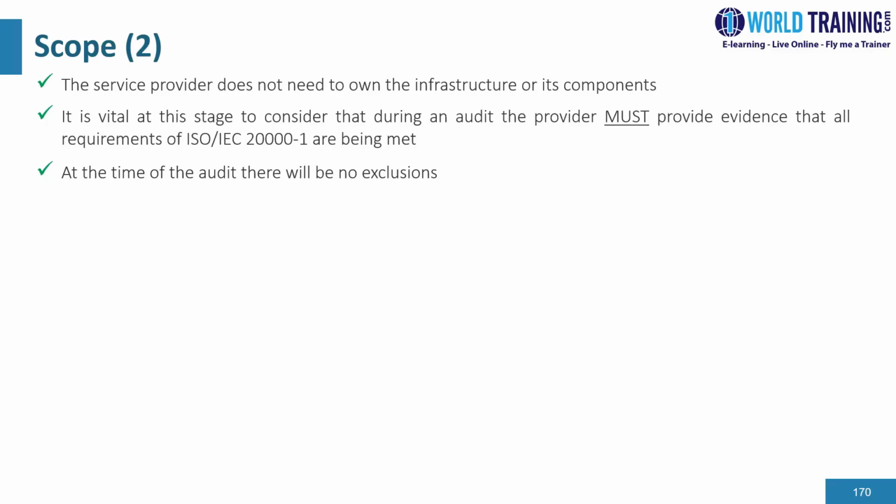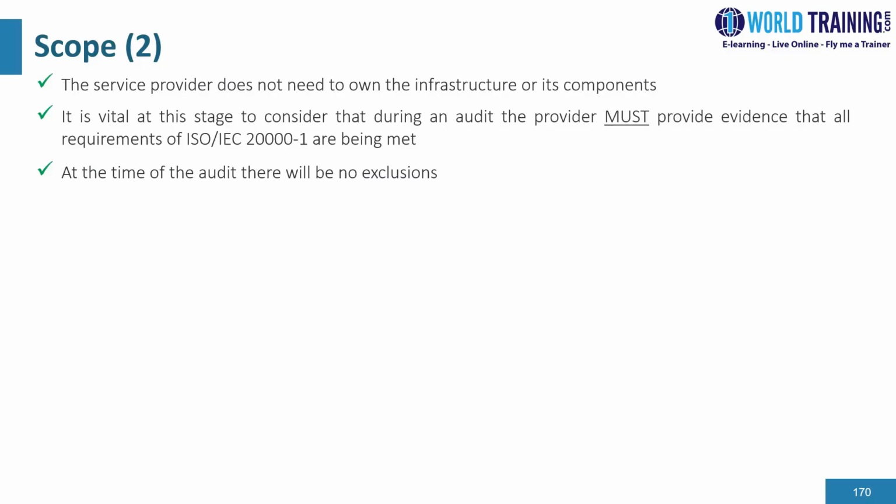Continuing on scope requirements, the evidence and documentation dimension. So during audit, the service provider must provide evidence that all requirements applicable in the scope are met. Notice the must, not should. The standard is unambiguous. Well, what kind of evidence are we talking about?